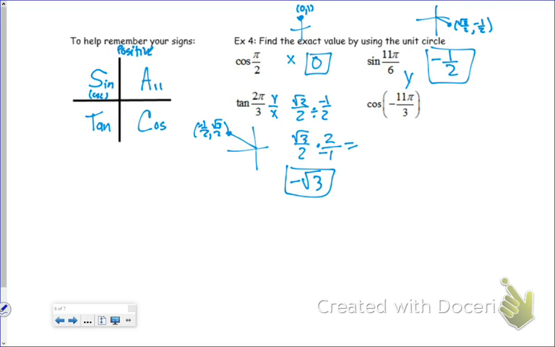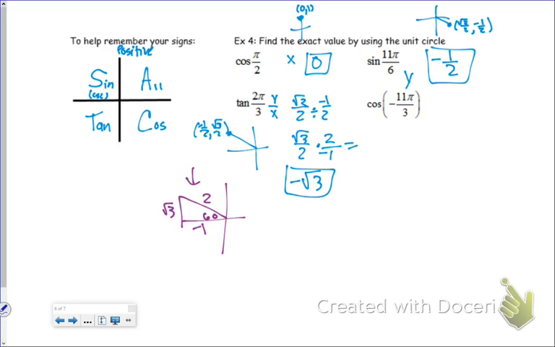Again, this is actually the same thing you would get if you drew this triangle. So if I drew a 60-degree reference angle in quadrant 2, and I filled in my values, root 3, 1, and 2, my opposite over adjacent is still negative root 3. So if you forget those points on your unit circle, you can always go back to determine your values this way.